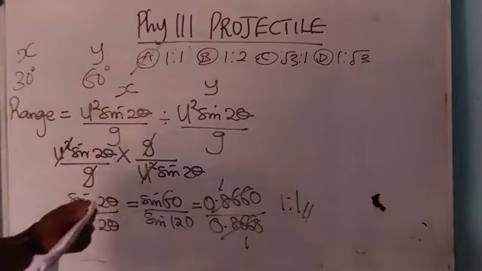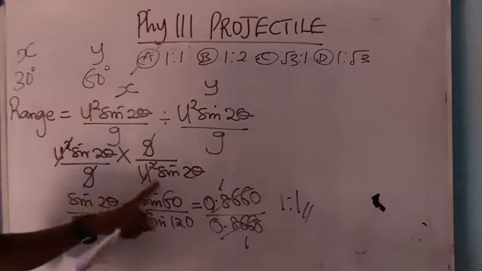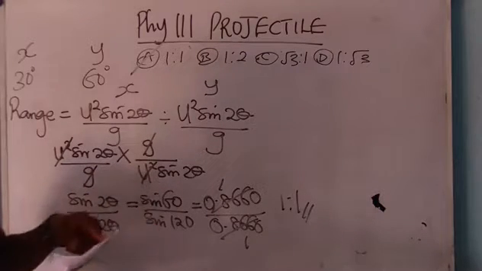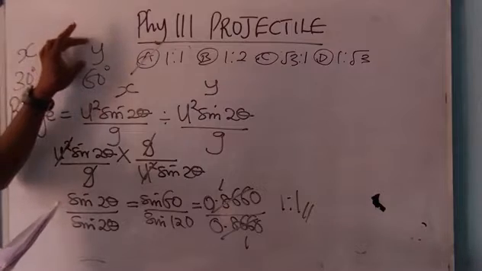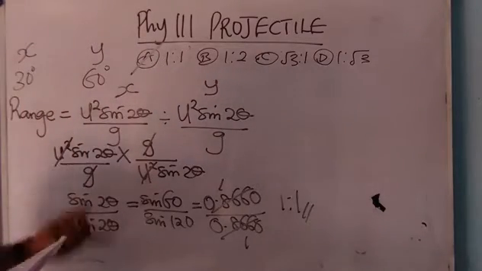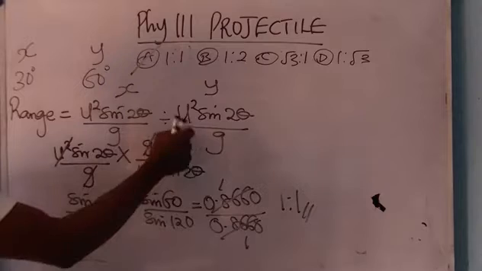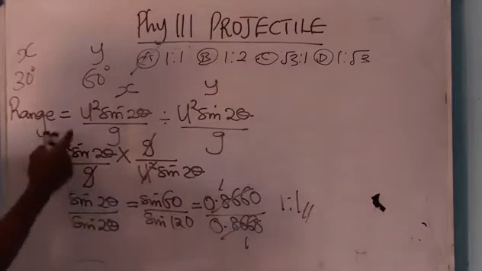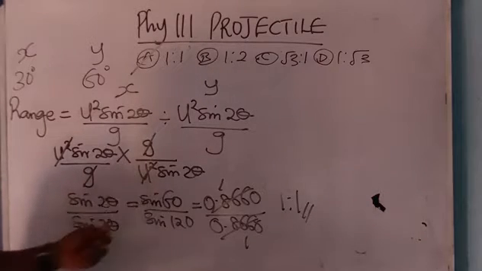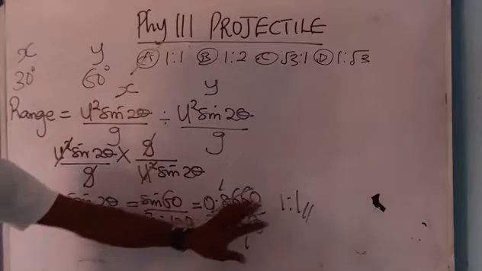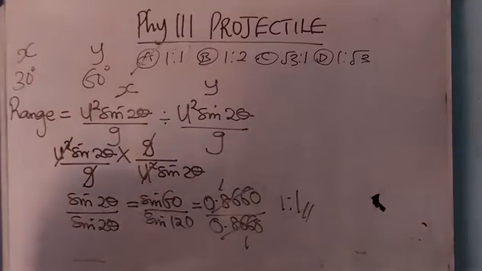I'll read the question again. Two bodies x and y are projected on the horizontal plane with same initial velocity. That's why we've cancelled that already. But at an angle of 30 and 60 respectively, which means 30 is for the x and 60 is for the y, to the horizontal. The ratio of the range of x to y is, so bringing out two formulas of range, you reciprocate the other one, so this one will come down. You cancel out what is common there. Since they gave us the angle, you are not canceling this one out. So inputting your values, the answer is actually 1 to ratio 1. That one is understood. Very, very easy.